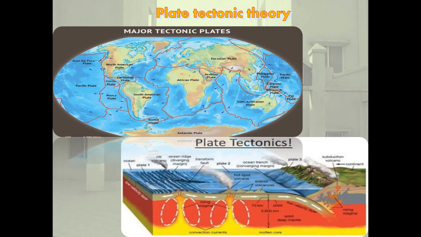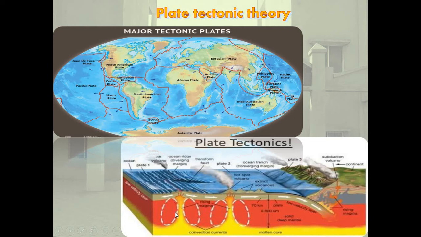Next, these are the plate tectonic theory. First figure is major tectonic plates, and second figure is the different layers in the earth. Here, these are the oceans. These are numbers of plates, like plate 1, plate 2 and plate 3. This is oceans. Here is a low velocity layer. These are the convection currents. Here motions core. From this area to this area is 2800 kilometers.